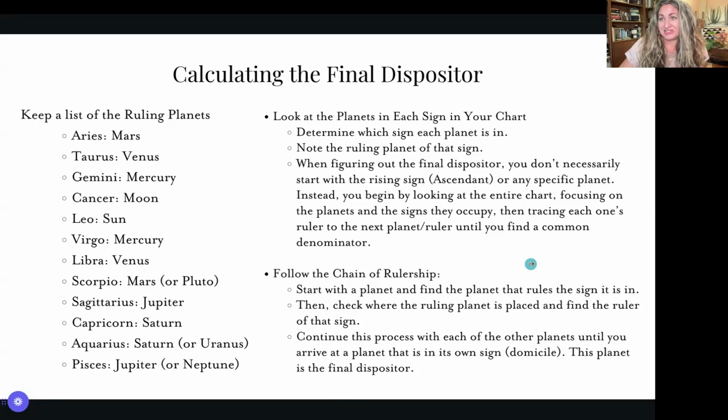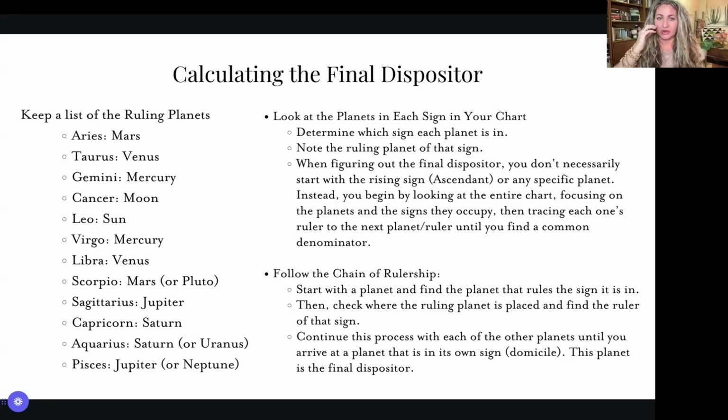I was going to tell you the calculation first. How you're going to do it is you're going to keep your list of ruling planets up. Check out the video on ruling planets if you need some support with that. Then you're going to look at the planets in each sign in your chart and list them all out. Sun in Scorpio, Moon in Scorpio, Uranus in Scorpio. My chart's very easy to deal with. You're going to list them all out, and then you're going to note the ruling planet of that sign.